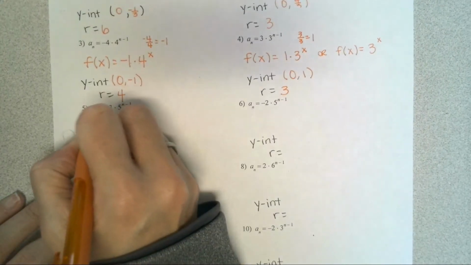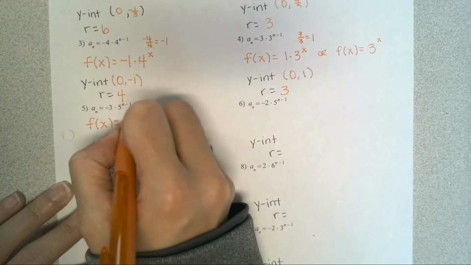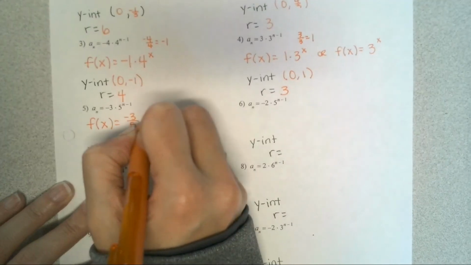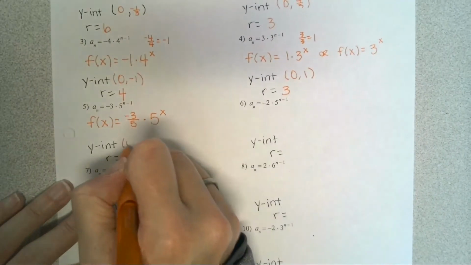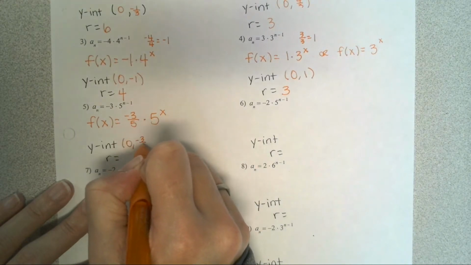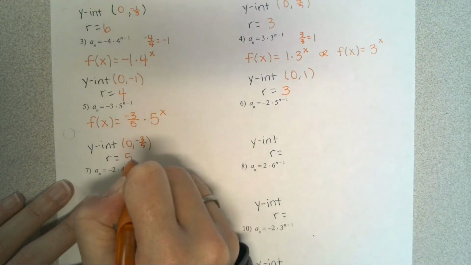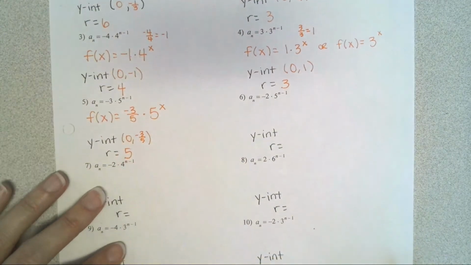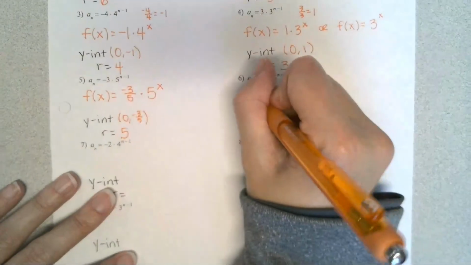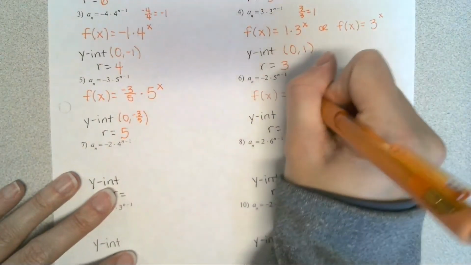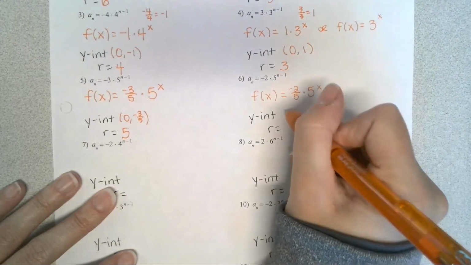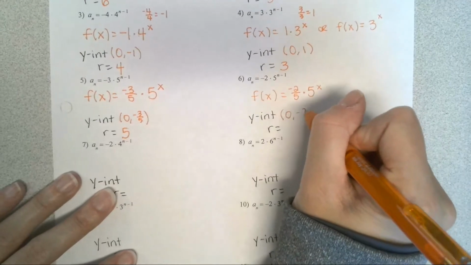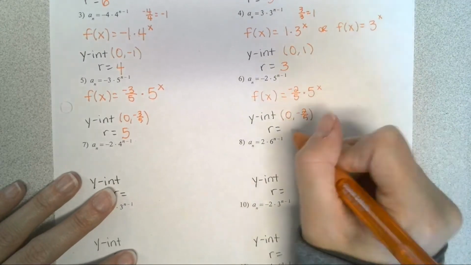Here I've got f of x equals negative 3 over 5 times 5 to the x. My y-intercept is 0, negative 3 over 5, and my common ratio is 5. For number 6, f of x equals negative 2 over 5 times 5 to the x. Y-intercept is 0, negative 2/5, and common ratio is 5.